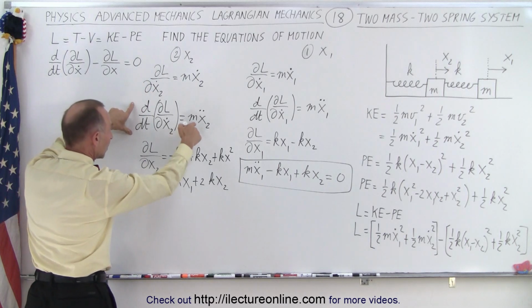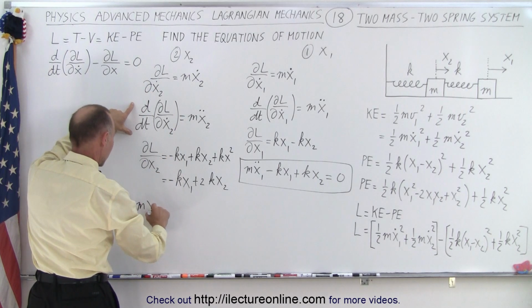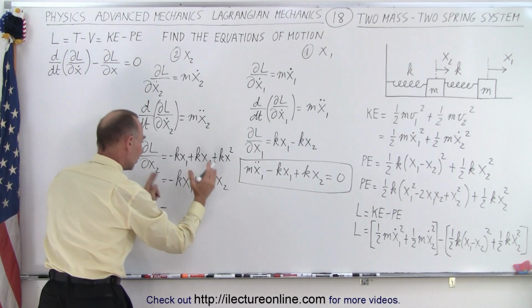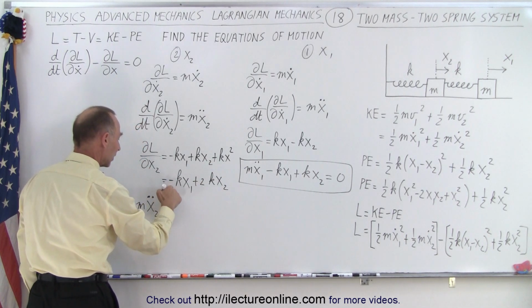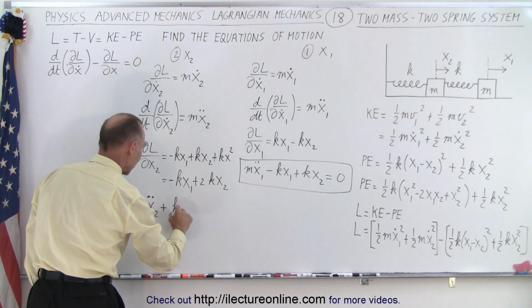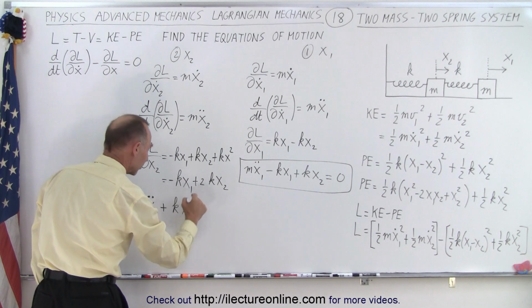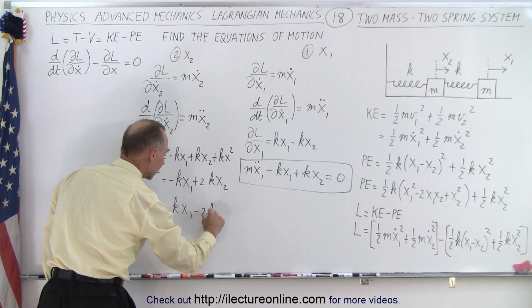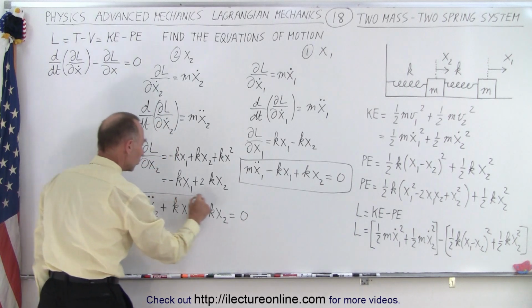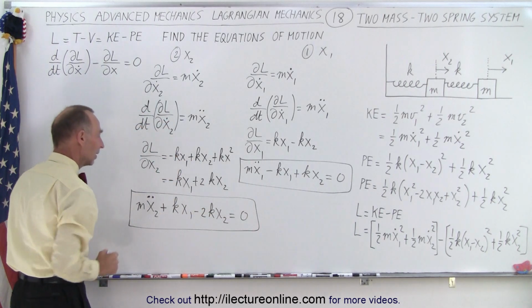So we take this quantity right here, we end up with m x2 double dot minus this quantity right here. A minus times a minus gives us a plus, so minus times that is plus k x1, and a minus times this gives us a minus 2k x2, and that equals 0. And there's the equation of the second mass in the system.